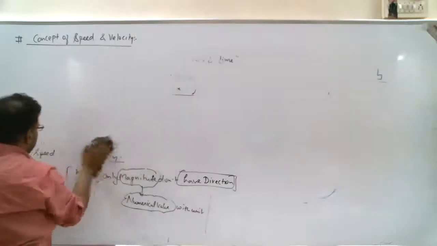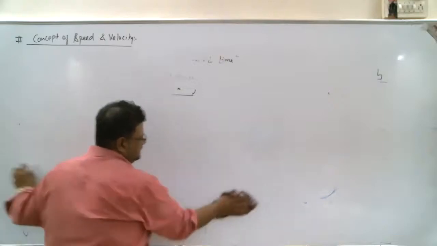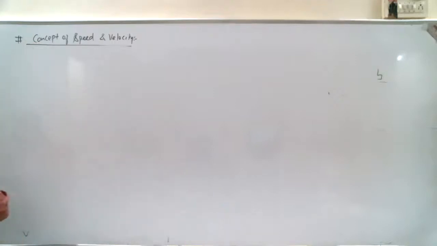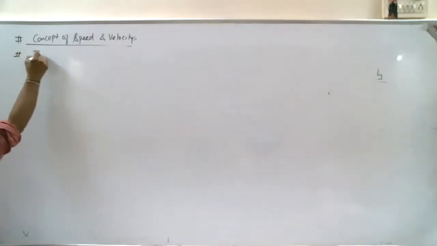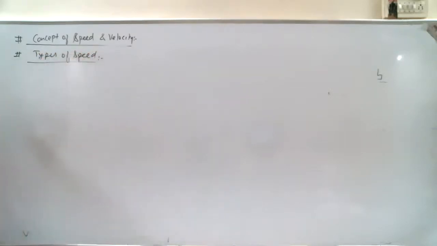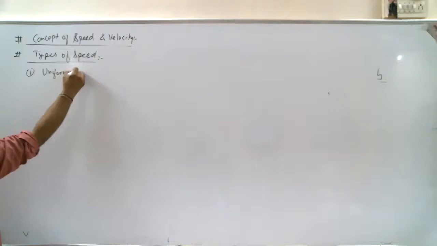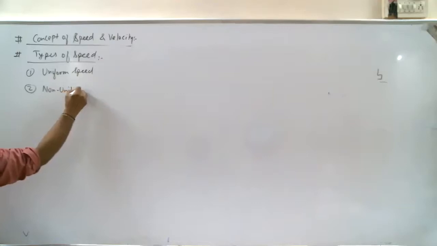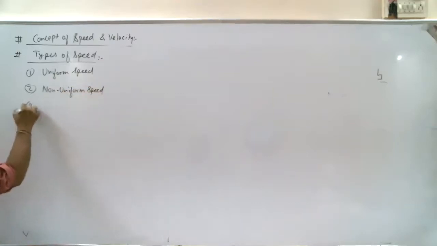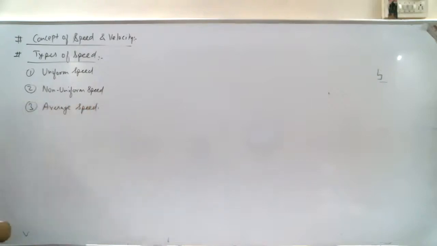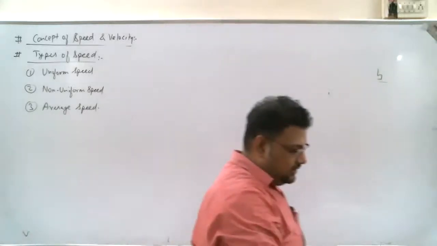Similarly, we talk about the types of speed. So basically, for your grade, we are describing 3 types of speed. One is called uniform speed. Second, non-uniform speed. And third, average speed. So these 3 types of speeds I'm going to discuss here.